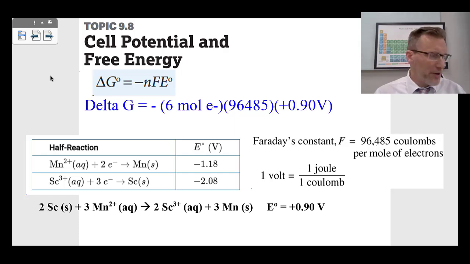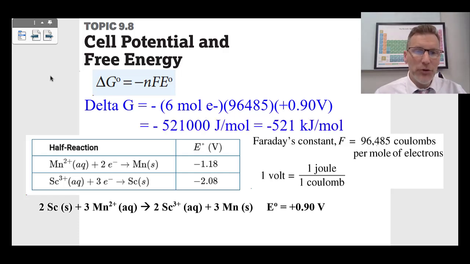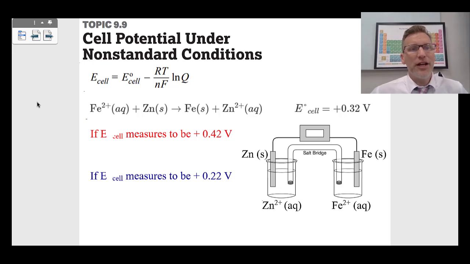You multiply all 3 things together, and we end up getting a delta G of negative 521,000 joules per mole, which you can change to negative 521 kilojoules per mole. Since it's negative for delta G, that reaction is thermodynamically favorable. Let's take a look at topic 9.9.